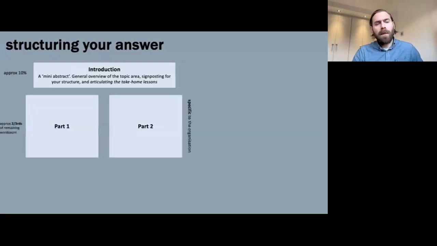Okay. So then we get to what we'll call the main body of the assignment, and I'm suggesting here that you can split that up into part 1 and part 2, and this is going to be approximately 2/3 of the remaining word count. And you'll notice on the right-hand side there, we say specific to the organization. So this is where you do your organizational analysis.